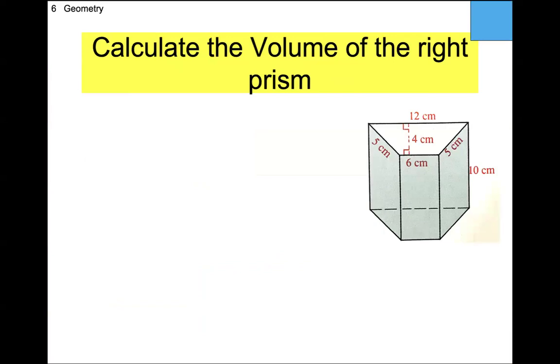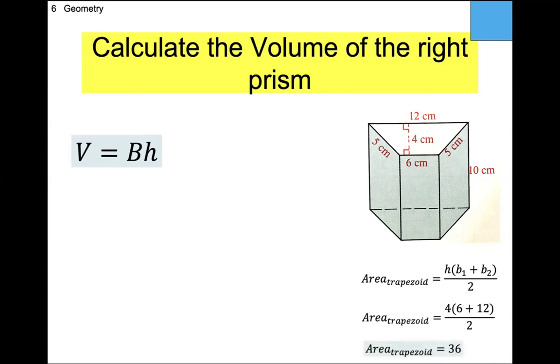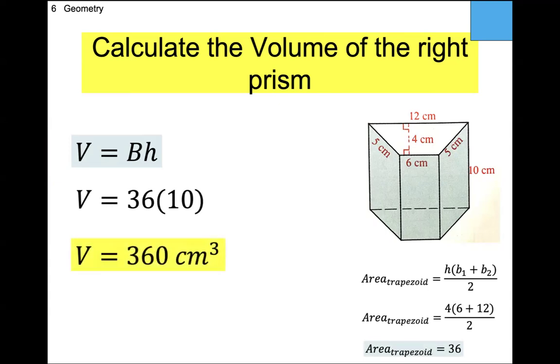Okay, so our same shape right here, let's calculate the volume. All right, so let's see. We're supposed to use the formula of capital B H. H is the height of the prism. The height of the prism is 10. Capital B is the area of one of the bases. We did that in the previous calculation. Remember that? The height of the trapezoid was 4. The two bases were 6 and 12. I think we got 36 if I remember right. And the height of the prism is 10. Well, that's a pretty easy calculation, 360 cubic centimeters.